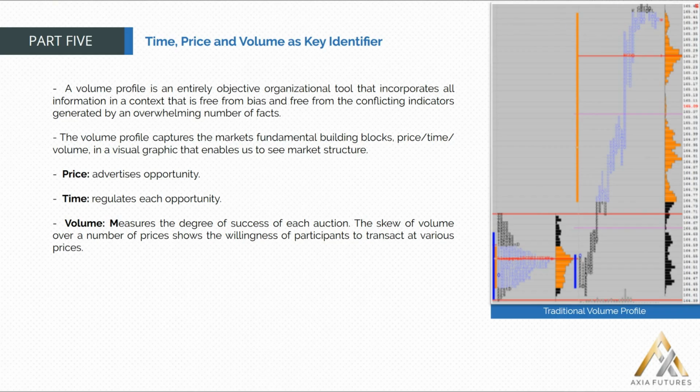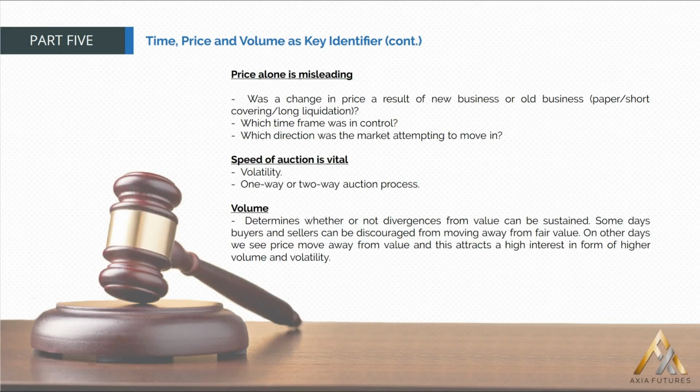Now remember, price advertises the opportunity. Time will regulate each one of these opportunities. Volume measures the degree of success of each auction. The skew of the volume over a number of prices shows the willingness of participants to transact at various prices. Now, over the course of this Module 2, you're going to start understanding the auction process a lot more. We're going to throw in a few more elements now into the concept of time, price, and volume, and I'm going to say something that's important to understand, which is that price alone is misleading.